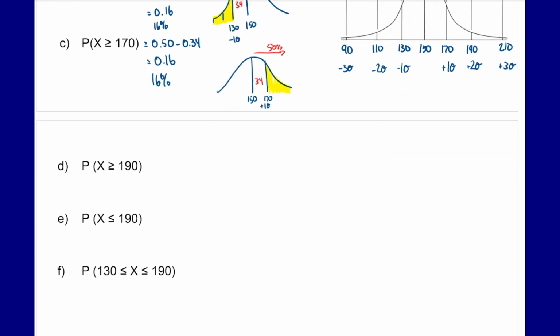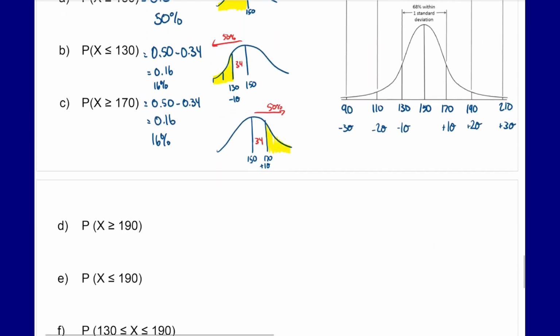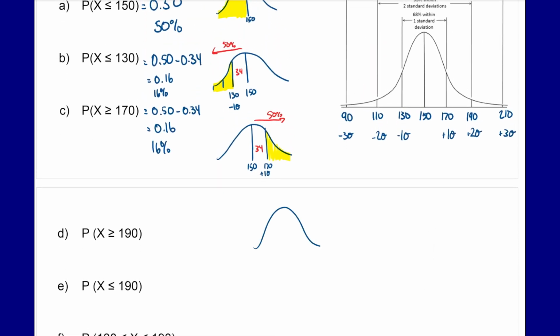What is the probability the potato weighs greater than or equal to 190 degrees? Or sorry, not 190 degrees, 190 grams. Right, so if we look at our distribution, a normal distribution, we have 150. 1 standard deviation away is 170. 2 standard deviations away is 190. And I want to find everything above that.